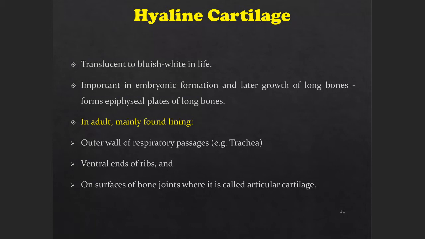In an adult, it is mainly found lining where? They are found in the outer wall of the respiratory passage, that is your trachea. Then your ribs and on the joints. So, on the surface of the joints.